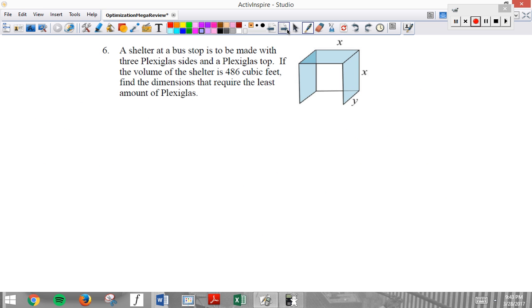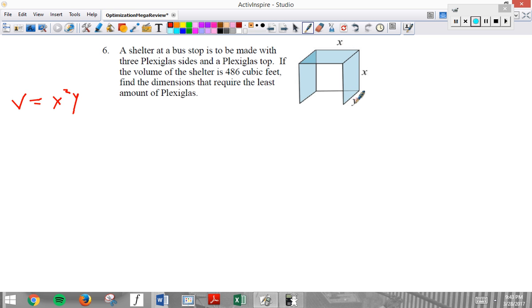The shelter problem. The one you all hated. Try it out. Pause the video. Do it as best as you can. You can beat it this time. 3, 2, 1. Here we go. 3 plexiglass sides and a plexiglass top. The volume of this shelter is definitely x squared times y.